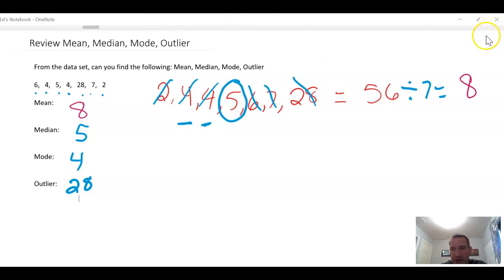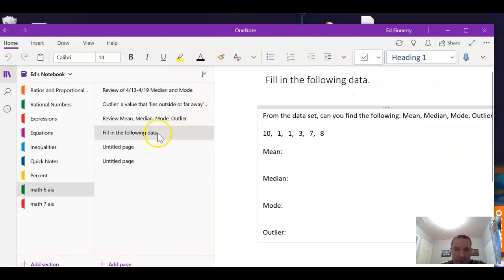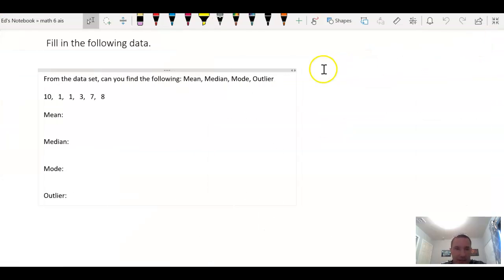All right, so there we just did all 4 problems. Now we're going to do that one more time, and you're going to get to do them, and then you can hit play and see how you did. So here's our new problem from the data set. Can you find the mean, median, mode, and outlier? We've got 10, 1, 1, 3, 7, and 9. And again, hit pause now. Go ahead, solve them. You get to use your calculator, and then come back and hit play to watch it.